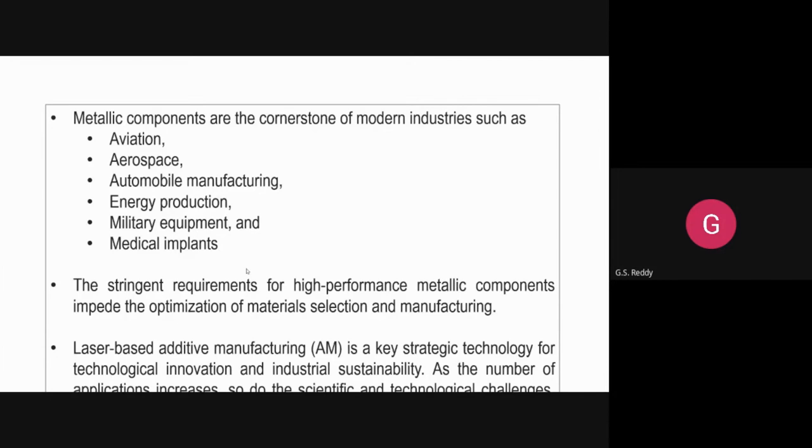Metallic components, of course, are the cornerstones of modern industries such as aviation, aerospace, automobile manufacturing, energy production, military equipment, and medical implants. The stringent requirements for high-performance metallic components impede the optimization of material selection and manufacturing. Sometimes it's difficult when you have too many choices, but no single choice meets the requirement. So laser-based additive manufacturing is a key strategic technology for technological innovation and industrial sustainability. As the number of applications increases, so do the scientific and technical challenges.